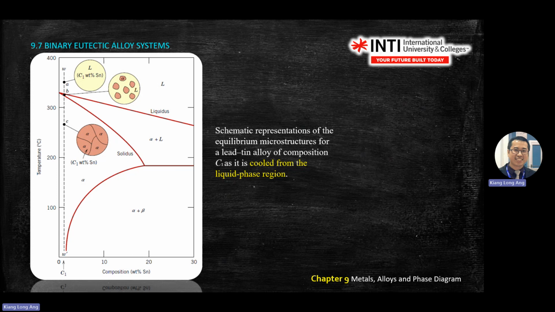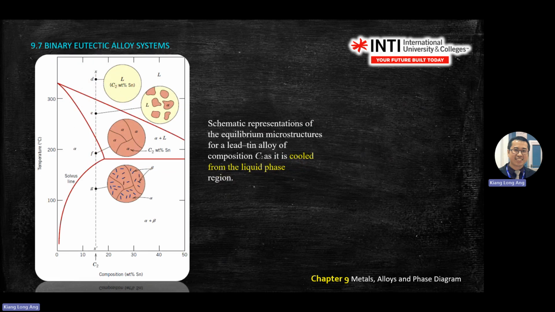This is 100% liquid. All right. So C1 is the concentration of your Sn. At here you read the Sn concentration. Then you drop down. You drop down here already, you start to see some alpha appearing there. Then here, full solid alpha. You drop down here, also alpha, and so on.